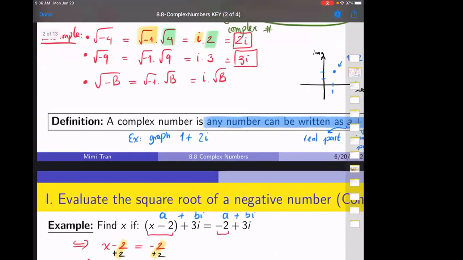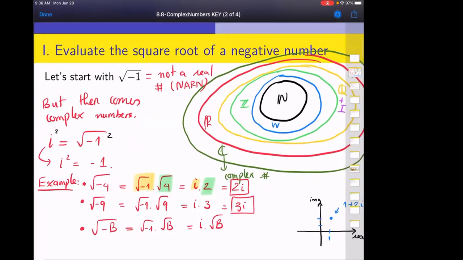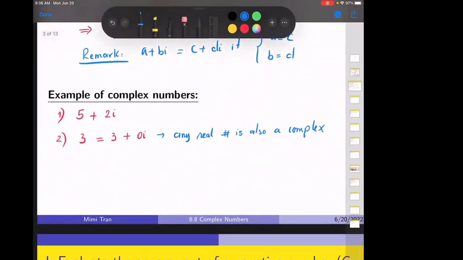Look at the picture I drew up here. The complex circle encloses everybody. Everybody can be written as a complex form. What about, you guys tell me this, I claim that 4i is also a complex number because 4i I can rewrite as what?